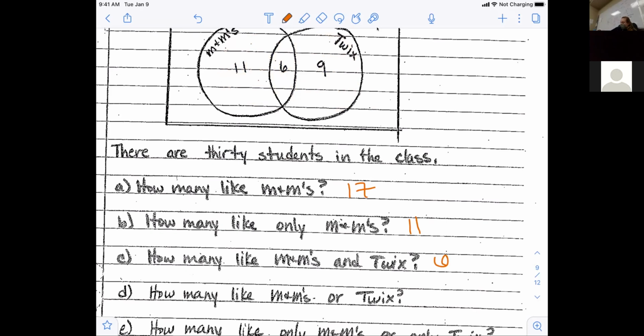They still only get counted once. So I'm thinking of it as 11 plus 6 plus 9. Not just each side, all of the numbers. And that is 26. So if I said who likes M&Ms or Twix, 26 kids would raise their hands.